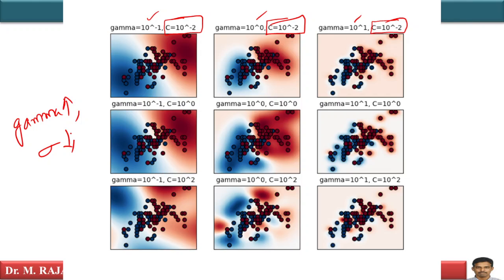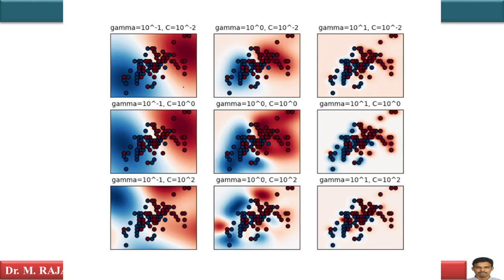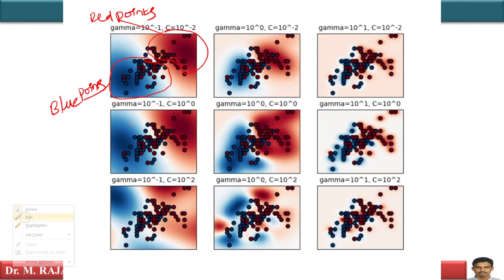Suppose you have two classes of points, red and blue. Let me consider the first diagram. What does it indicate? Here I have blue points, this is one class. This is another class, the red points class, isn't it? You have two sets of points. If you have small gamma, your decision surface becomes this. What is the decision surface here? This is my decision surface.